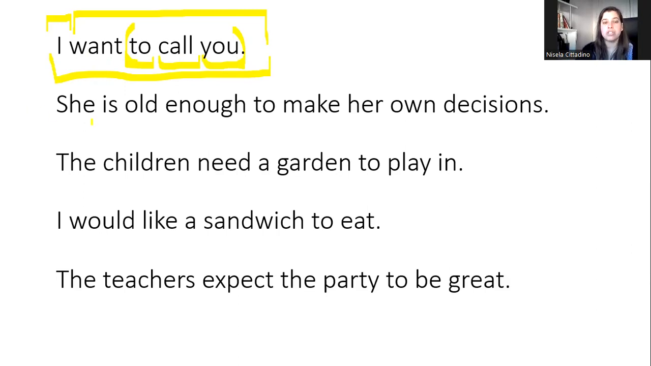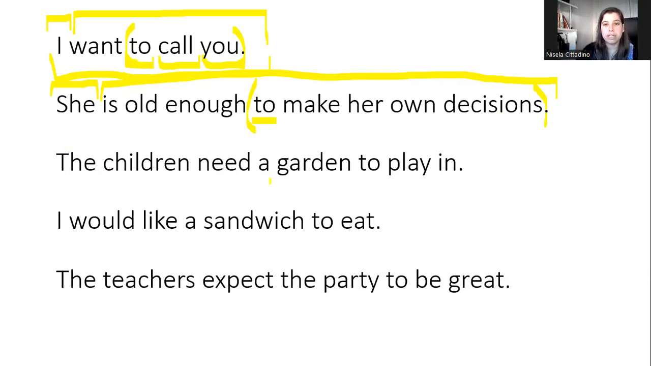Here, the same. She is old enough to make her own decisions. So she is the subject, is old enough to make her own decisions is the predicate. And where is the non-finite to infinitive clause? Have you seen it? It's very easy to find because you only need to spot the word to. So this would be the non-finite to infinitive clause.